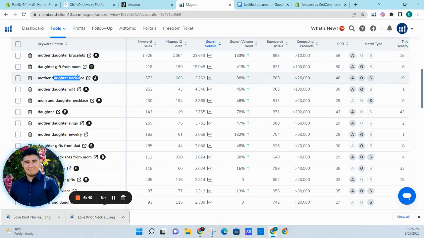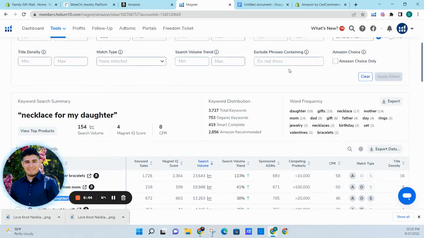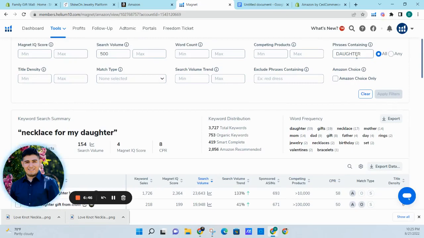Now, this strategy or this method works for the daughter niche, right? There are other niches where this is not the same. For example, if we are targeting "my soulmate necklace," right? It doesn't suffice for you to just type soulmate here, right?